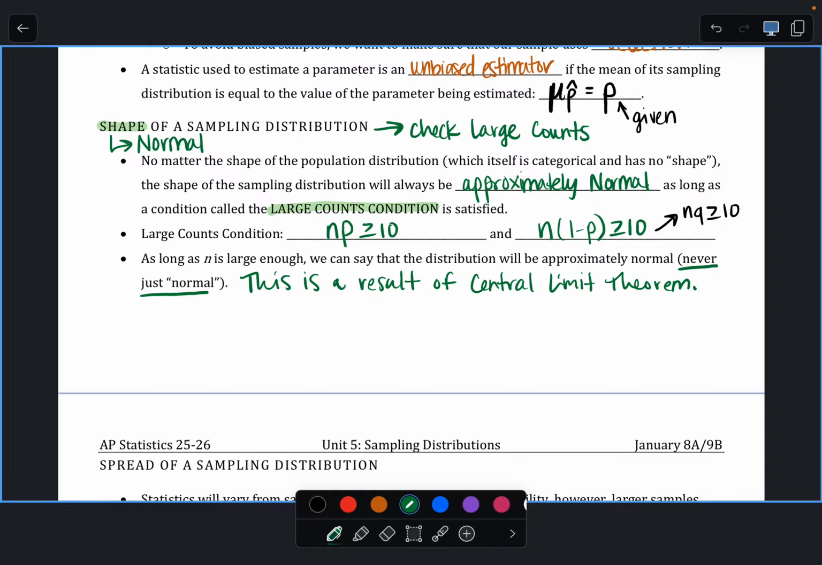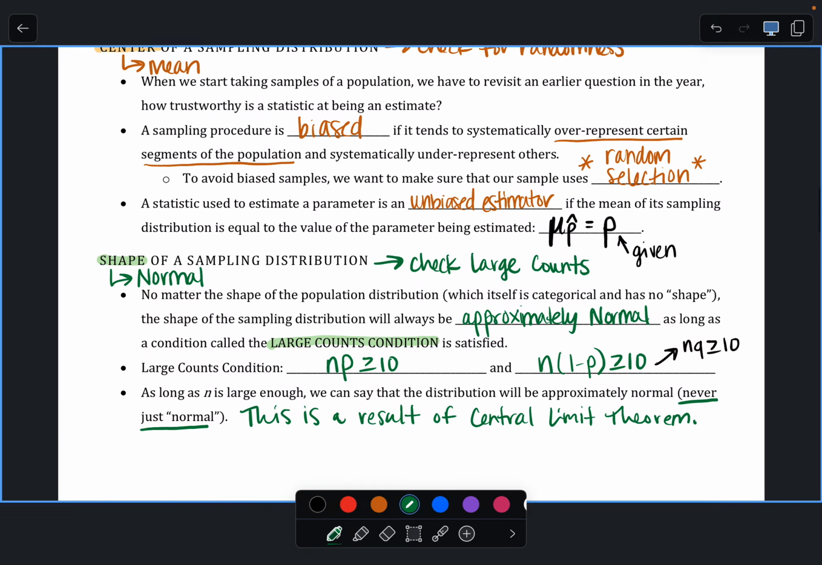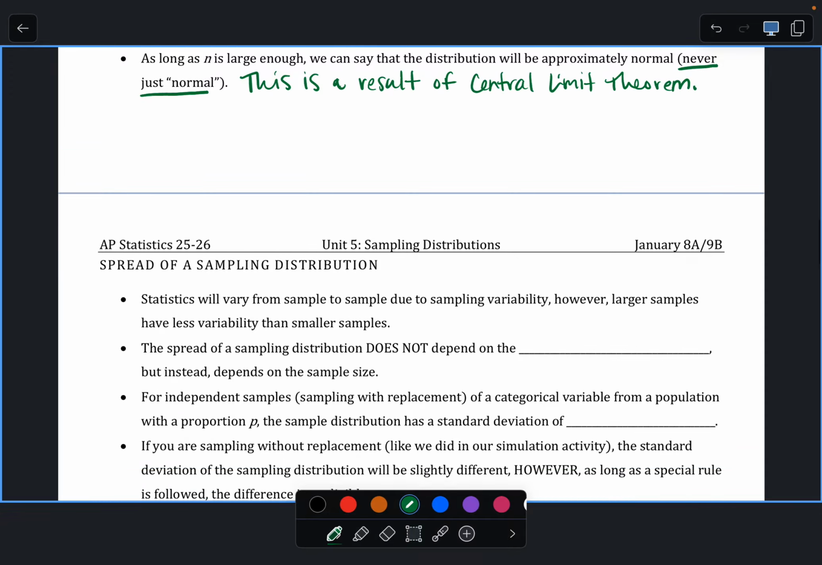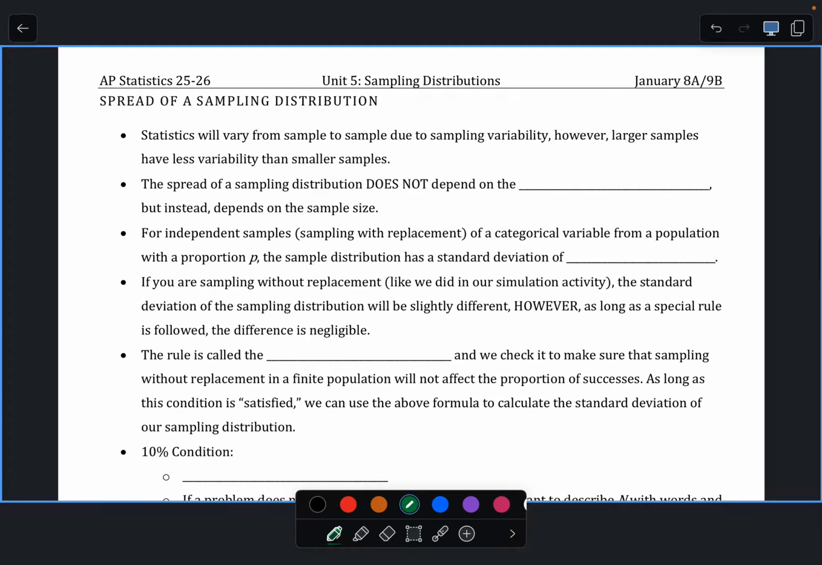And then the last thing, as I'm sure you've seen, we've talked about center, we've talked about shape. The last little bit is going to be your spread. Spread is how much variability you have in your distribution. And we represent that by standard deviation when our data is symmetric.